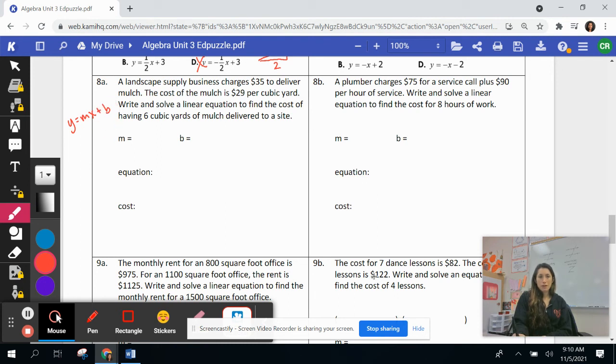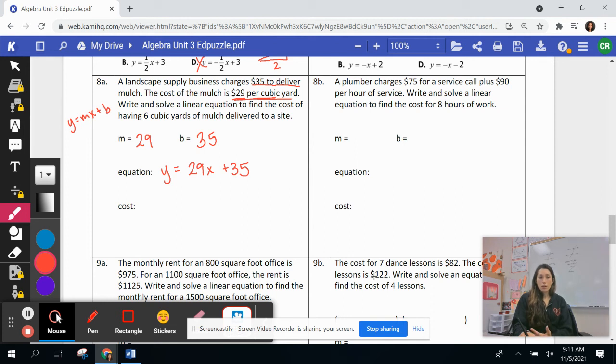And we have a $35 delivery fee. And then we have $29 per cubic unit. Anytime we have something that's changing, that's going to be our rate of change or our slope. So I'm going to put 29 here. And anytime that's just a one-time setup fee, a one-time deal, that's going to be the 35 here. So our equation is going to be y equals mx, so 29x plus the 35. When I write an equation, I like to keep the x and the y in there.